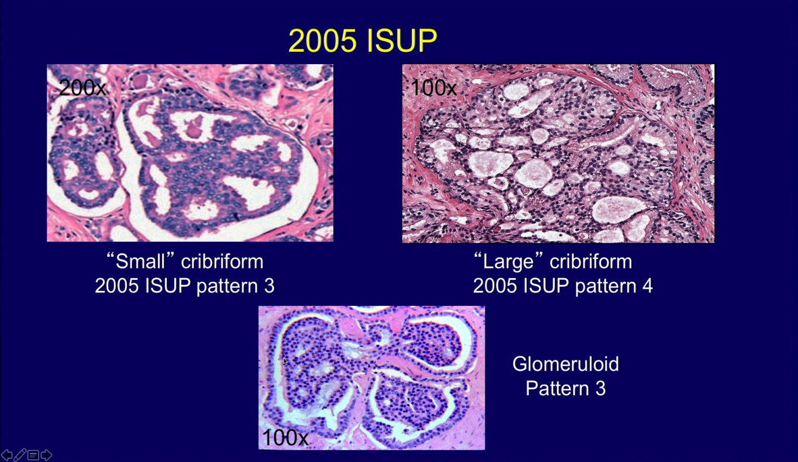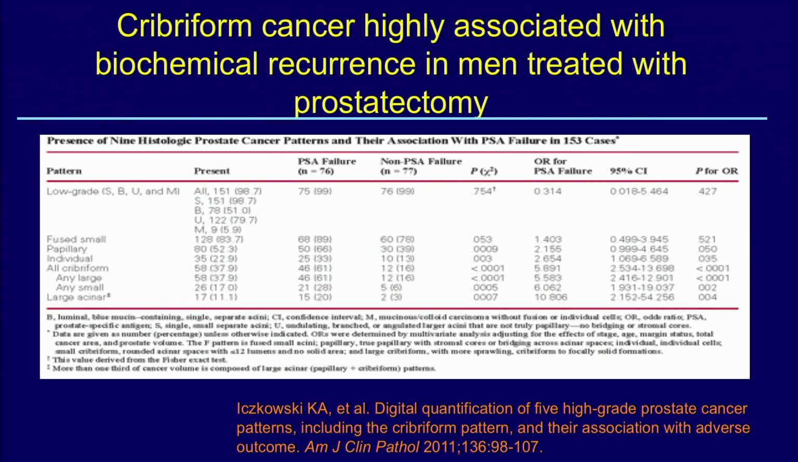And if you look at glomeruloid, it kind of resembles the small. We'll just call it pattern 3. That's confusing. And it wasn't data-driven. And so a number of groups, including my group, got together and tackled this problem.